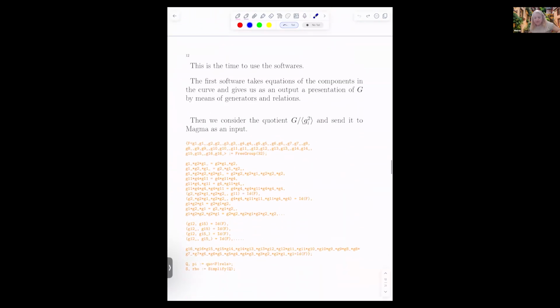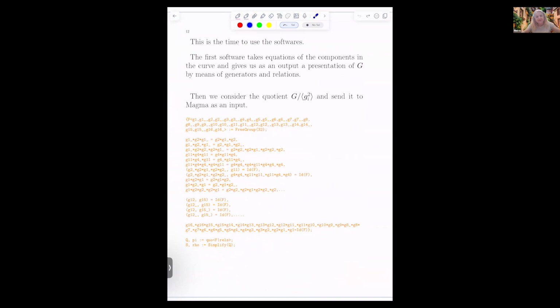Now it's the time to use some software. So this is already something new that we use also for plane curves. Later on, I will explain. So the first software takes equations of all the components in the branch curve C. We put it into the software, and then we get the picture, and we get the presentation of G. Okay? After we get the presentation of G by the first software, we consider a quotient by the squares of the generators. I will explain later on why it's nice to take this quotient, and we put it into Magma.